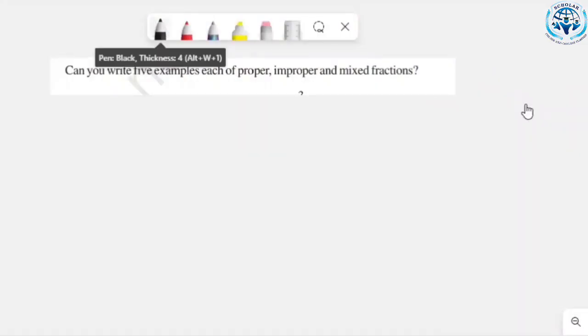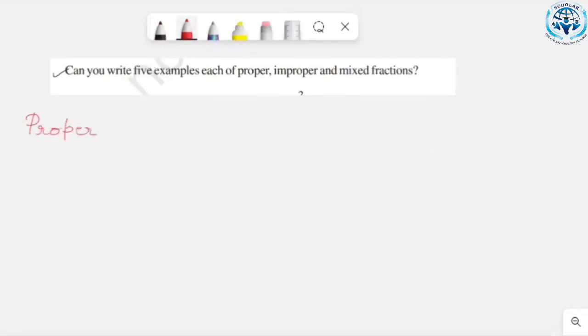Now, I am solving your textbook exercises. Can you write 5 examples each of proper, improper and mixed fractions? Proper fractions. You know the numerator is less than the denominator in proper fractions. So, we will write the fractions as this. You can write them yourself and check.